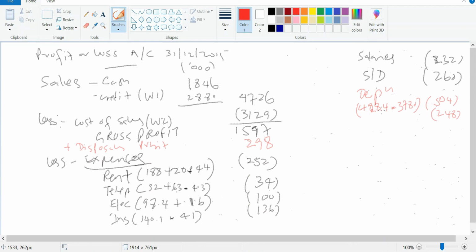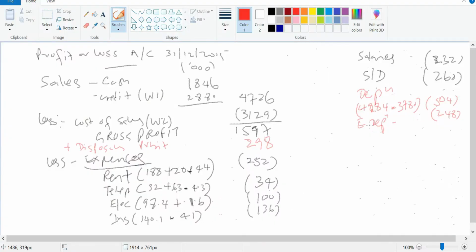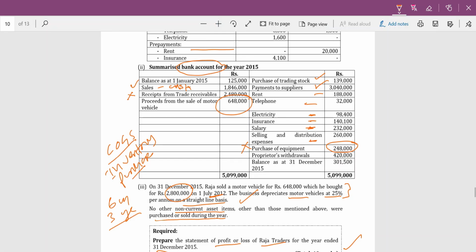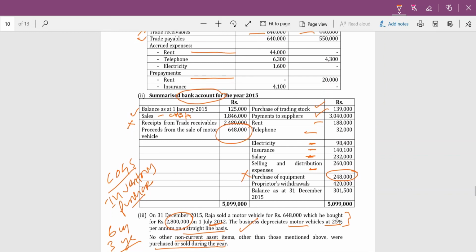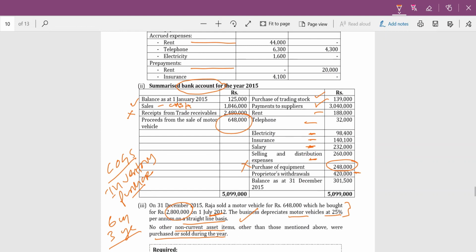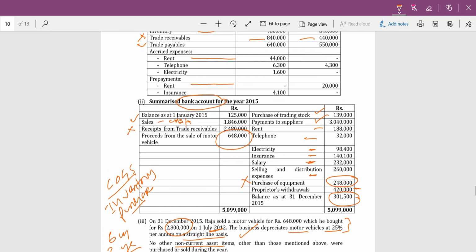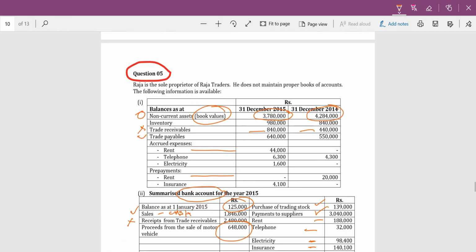Either you can show the total amount of depreciation. This is treated as full 100% depreciation for equipment. This is the equipment depreciation. Apart from that, there are no other adjustments to be made because this is a bank account. Proprietors' withdrawal is to be adjusted in the balance sheet, and the cash book balance is this one, end of the year. This is the opening balance. So we have taken all the adjustments.